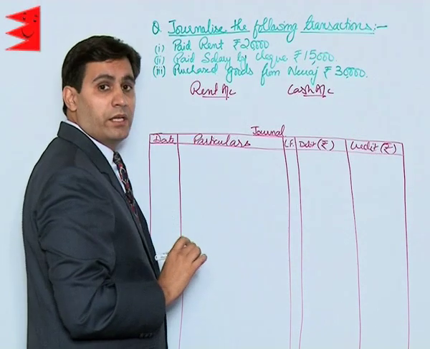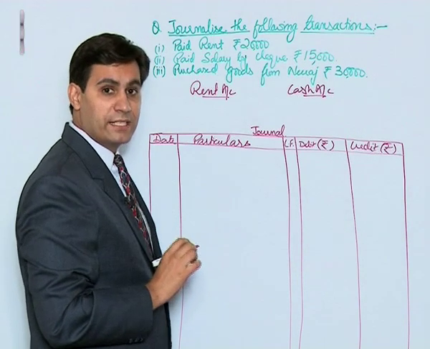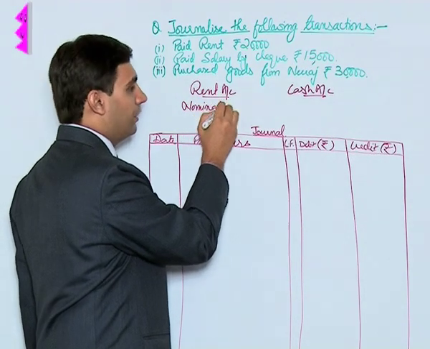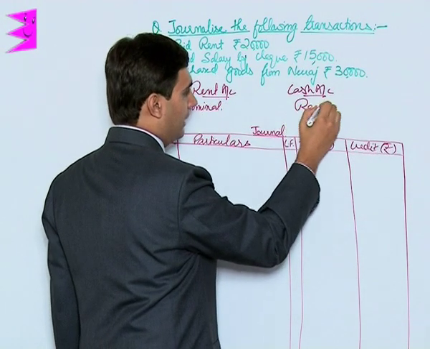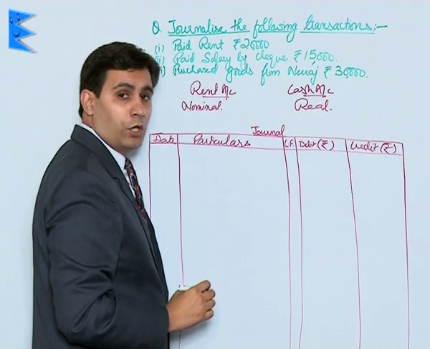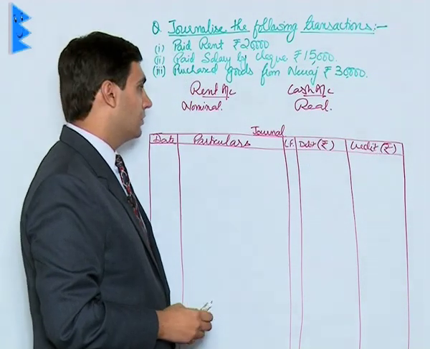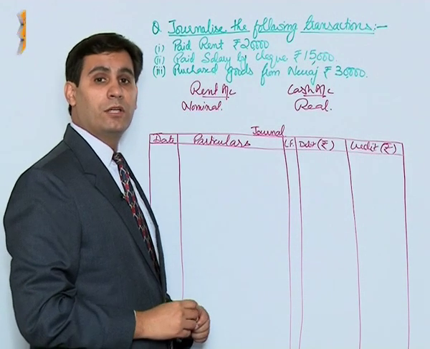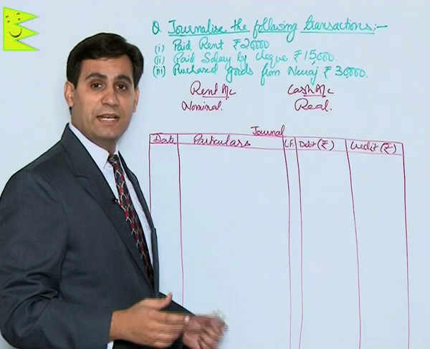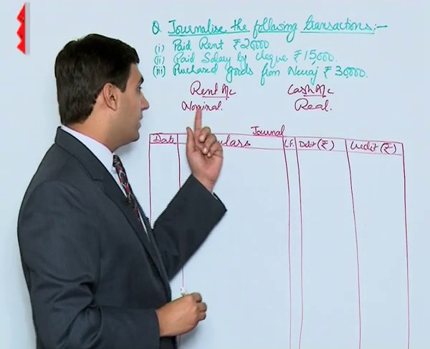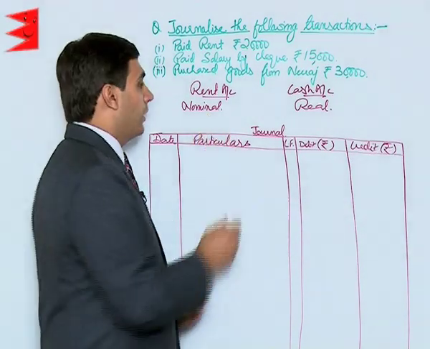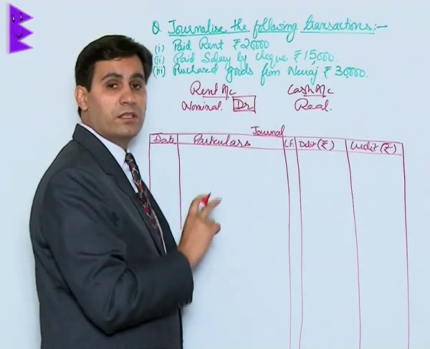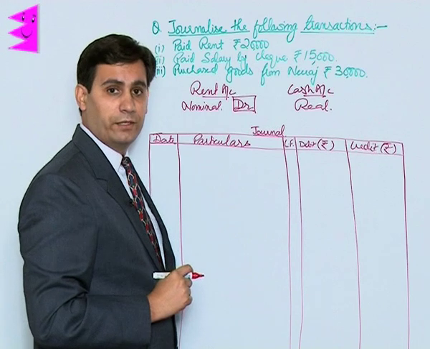Now students, rent is a nominal account. Rent is an expense. Since it is an expense, it is nominal by nature. Whereas cash is an asset, so it is a real account. Now let us apply rules for these two accounts. Nominal account. The rule for nominal accounts is debit all expenses and losses, credit all incomes and gains. Since it is an expense, it would be debit all expenses and losses. That means rent account would be debited.